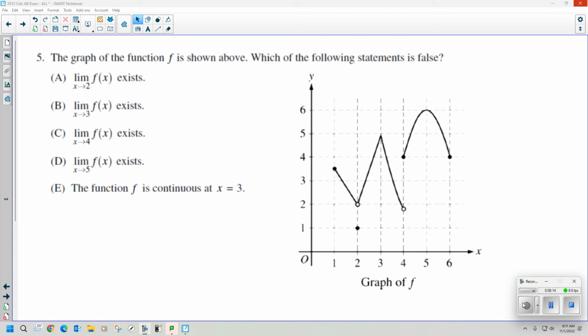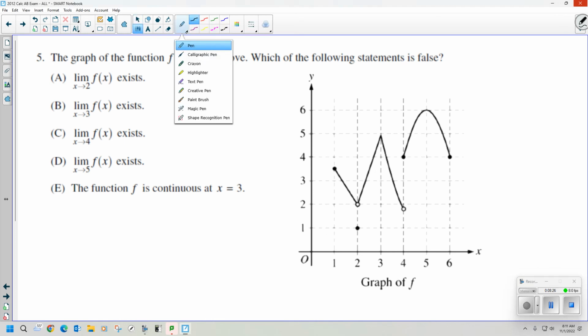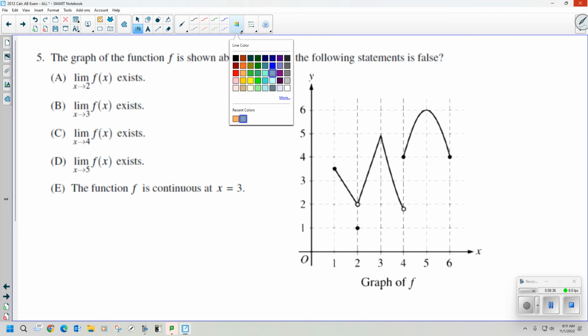Well, let's do problem 5. The graph of the function f is shown, in this case, to the lower left, not above. Which of the following statements is false? Oh man, for every student I had that stopped reading after the word is and just circled the first correct one. There are going to be 4 of these that are true, and 1 that is false. Which statement is false?